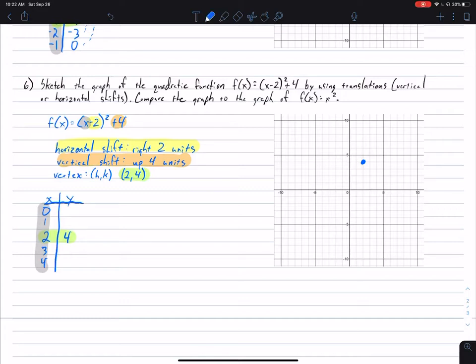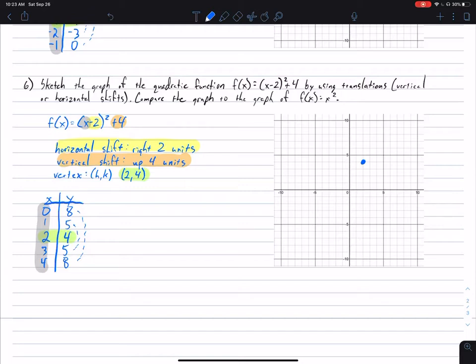So 0 minus 2 would be -2. Squared would be 4. 4 plus 4 will be 8. 1 minus 2 is -1. -1 squared is 1 plus 4 would be 5. We already have our 2, 4. 3 minus 2 is 1. Squared is 1 plus 4 would be 5. 4 minus 2 is 2. 2 squared 4 plus 4 is 8. So once again, make sure that these match up. That will only work if you follow my rule for picking my x values.